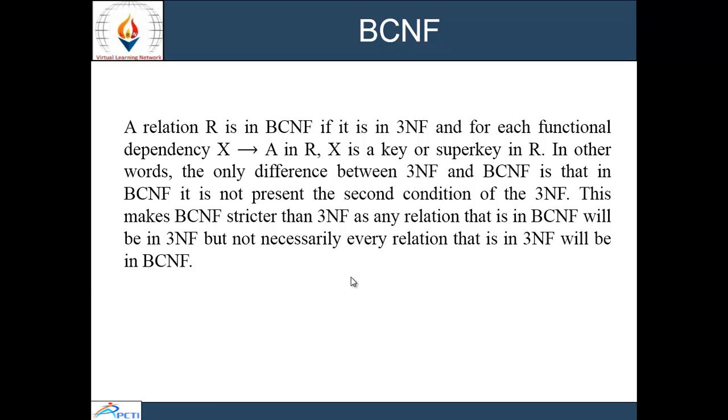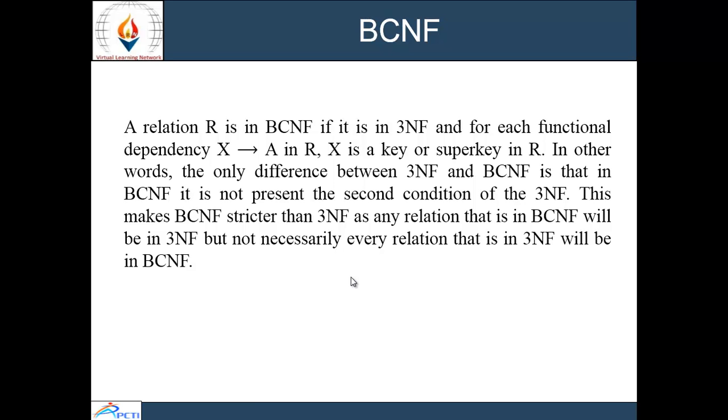For a table to be in Boyce-Codd normal form, some conditions must be satisfied. That is, the relation R must be in third normal form. If a relation is in third normal form, then it can be in Boyce-Codd normal form. And for each functional dependency, that is, if Y is dependent on X, then X should be a super key.